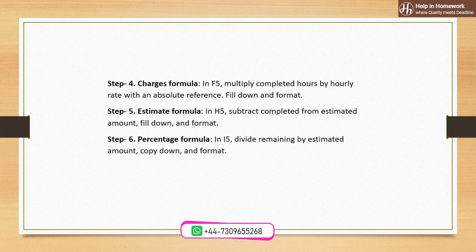Step 4. Charges formula. In F5, multiply completed hours by hourly rate with an absolute reference. Fill down and format. Step 5. Estimate formula. In H5, subtract completed from estimated amount, fill down, and format. Step 6. Percentage formula. In I5, divide remaining by estimated amount, copy down, and format.